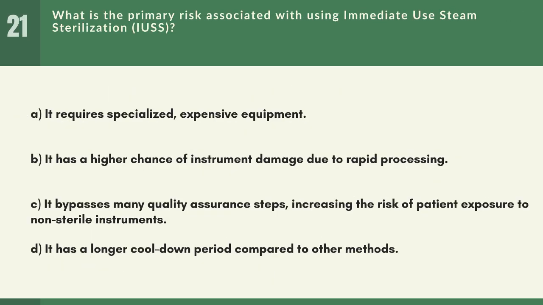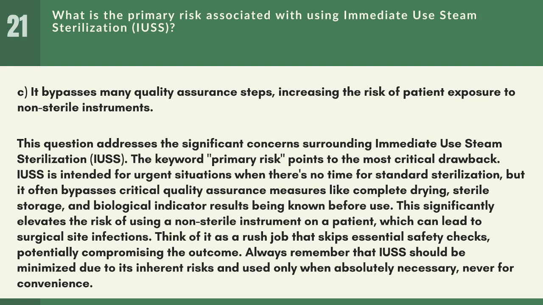Question 21. What is the primary risk associated with using immediate-use steam sterilization, IUSS? A. It requires specialized, expensive equipment. B. It has a higher chance of instrument damage due to rapid processing. C. It bypasses many quality assurance steps, increasing the risk of patient exposure to non-sterile instruments. D. It has a longer cool-down period compared to other methods. Answer: C. It bypasses many quality assurance steps, increasing the risk of patient exposure to non-sterile instruments.